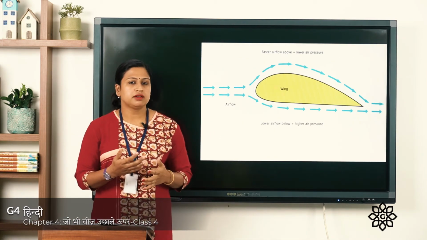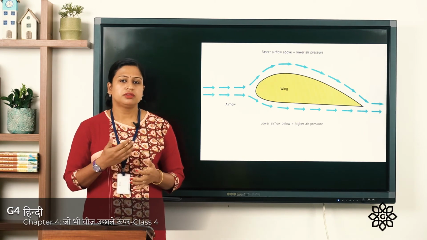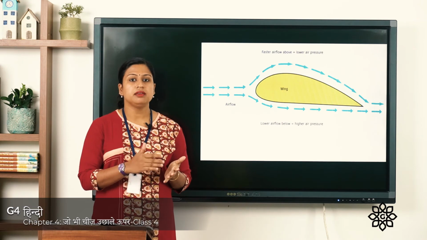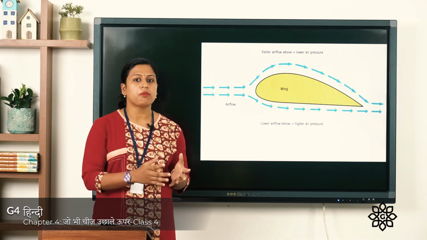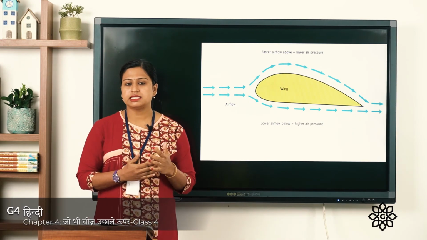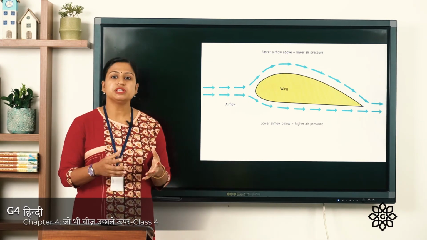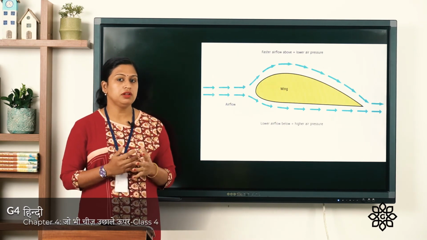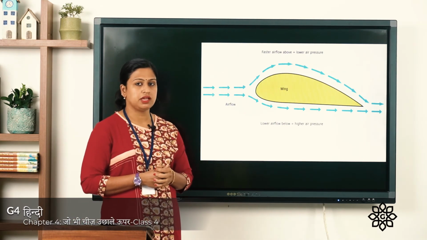Now what is thrust and lift? Thrust is the forward force which is provided by the engines, the jet engines and propellers that are used in the aircraft. And lift is the upward force which is created due to the variation in the air pressure. Now let us see where this air pressure is created.